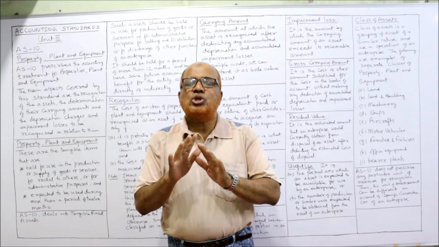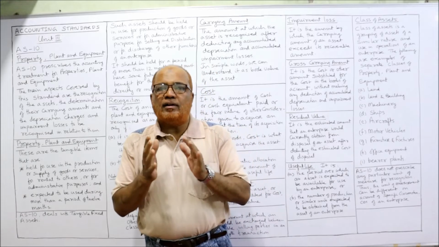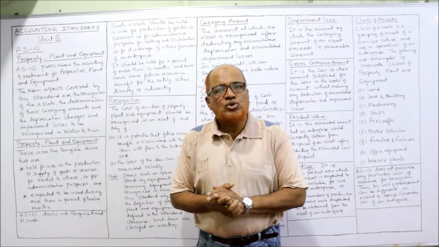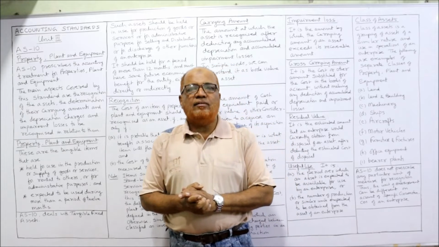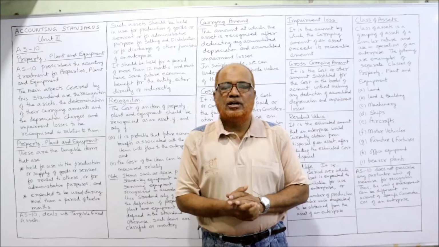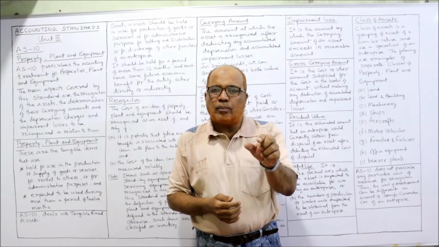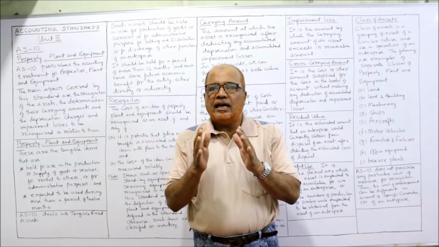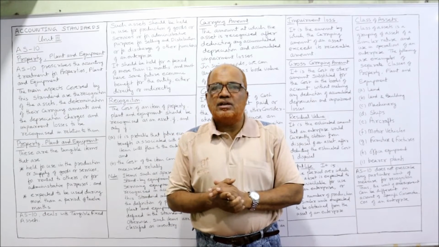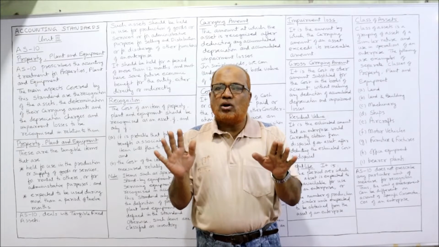AS1, disclosure of accounting policies. AS2, valuation of inventories. AS3, cash flow statement. AS4, contingencies and events occurring after the balance sheet date. AS5, the net profit or loss for the period, prior period items and changes in accounting policies. Then AS6, that is depreciation, and this accounting standard was withdrawn. So AS6 is not there.